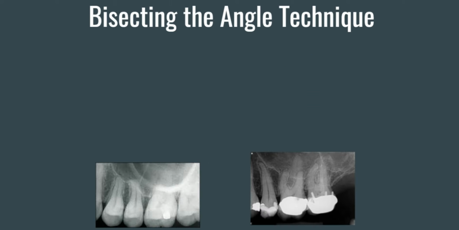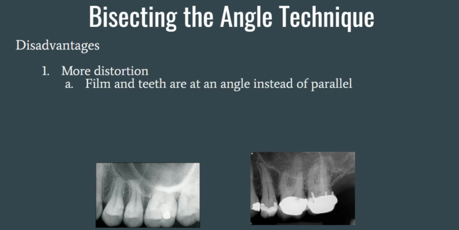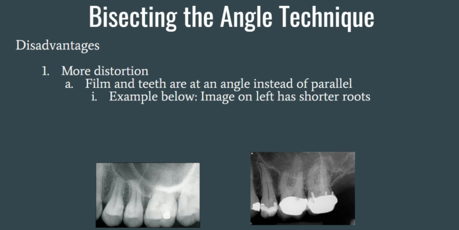And like anything, we have our advantages, but we also have our disadvantages. There is more distortion created when using the bisecting technique. The film and the teeth are at an angle instead of parallel. And when we do that, it can create that distortion, such as the image on the left. So you can see that this image right here has slightly shorter roots than what it maybe should. So that is going to be one of the distortion measures.